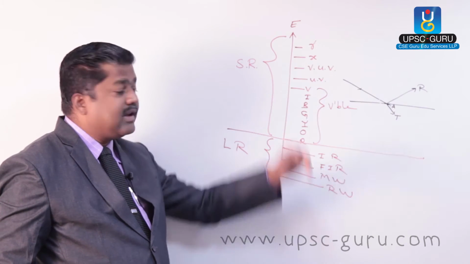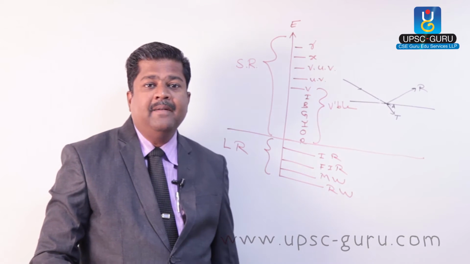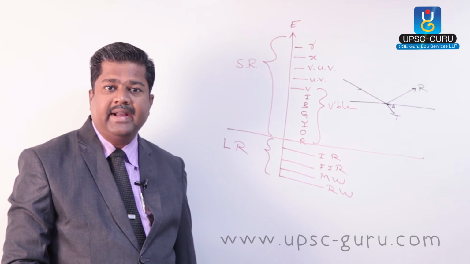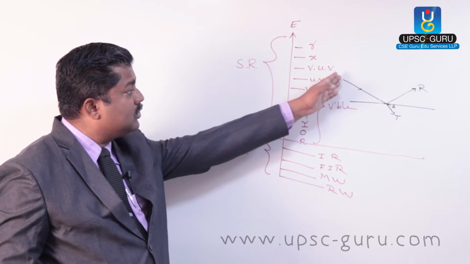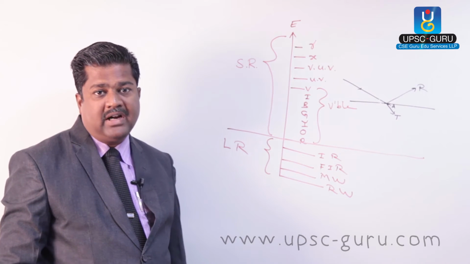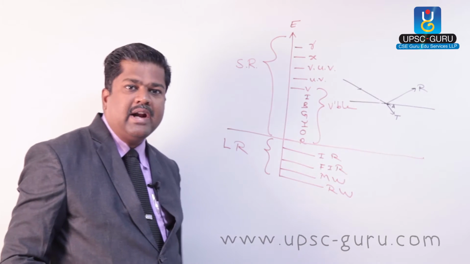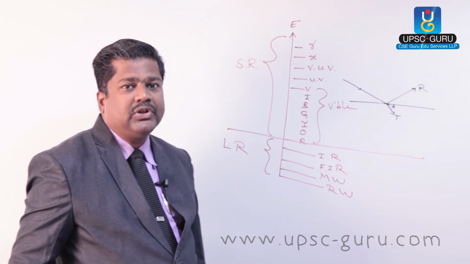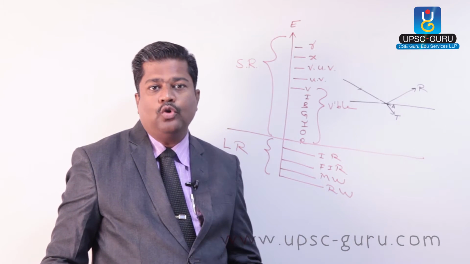Vacuum ultraviolet, as the name indicates, they have existence only in vacuum. The moment they enter the atmosphere, they get absorbed by the atmosphere, so they are also absorbed by the upper part of the atmosphere. Then ultraviolet radiation, you are aware now that all ultraviolet radiations are not absorbed by the ozone layer.